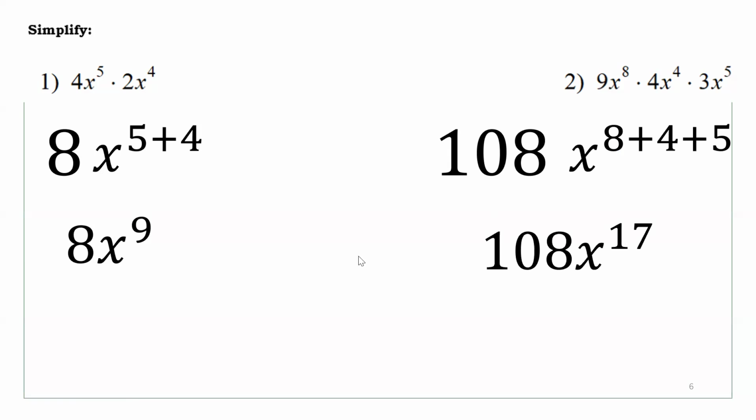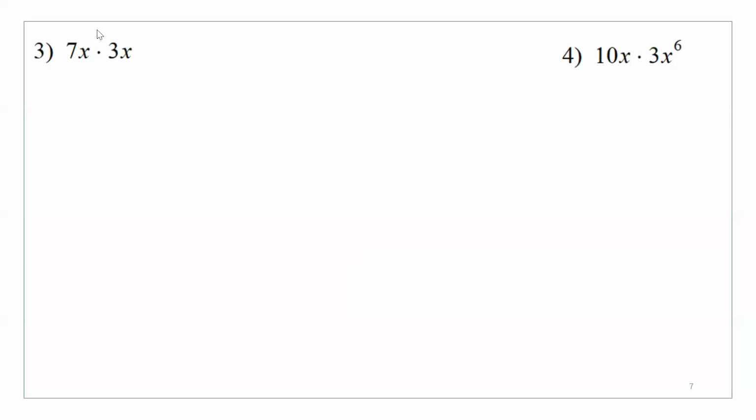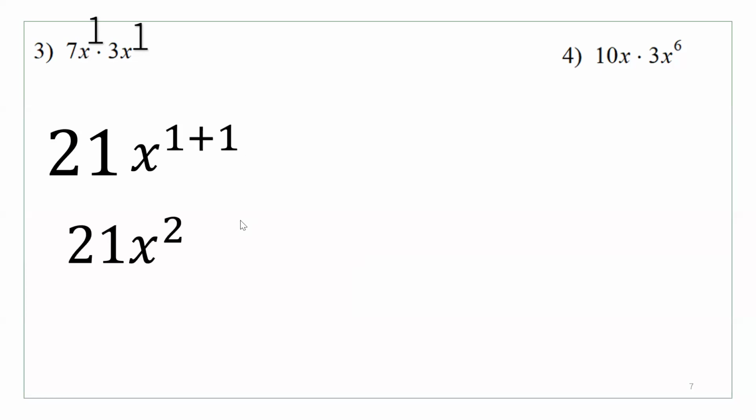Okay. The next two have an issue. There's no exponents on my letter term, so I put a 1 there. Mine are pretty obnoxious, but if there's no exponent with your letter, please put a 1 there. So 7 times 3 would give me 21. x to the first times x to the first, well, those are the same letters, so I can add my exponents. So my final answer is 21x squared.